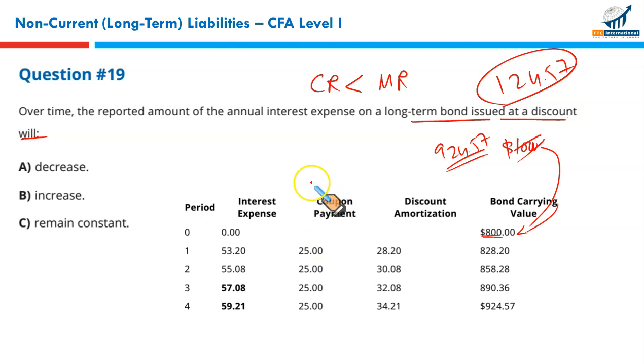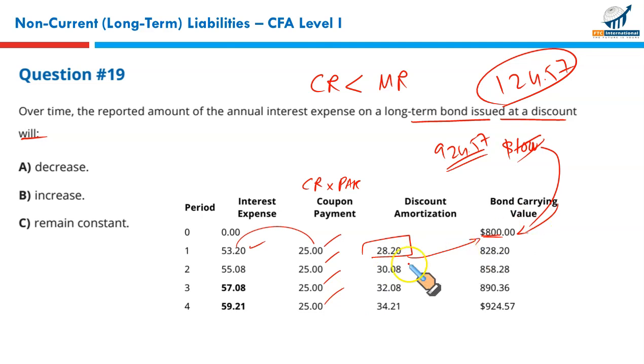Coupon is the same. Why? Because the coupon rate is the same and the par is the same. Par by coupon: 25, 25, 25, 25. Right? But remember, interest expense is calculated by multiplying the book value with the effective rate. As you can see, the interest expense is 53. Why? Book value multiplied by the higher market rate. The difference between the interest expense and interest paid is called the discount amortized. This discount amortized, 28.2, will be added to the book value of the bond.